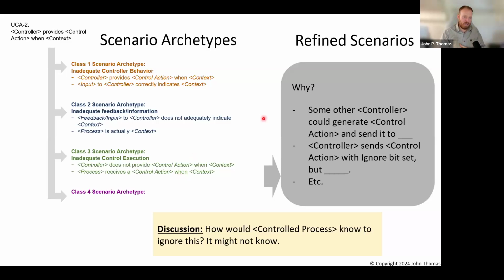And here are some examples. Some other controller could send the control action. You could send the control action with an ignore bit. This is a fascinating example we got from an automotive autonomy stack. It had a capability to do the right thing, but set the ignore bit, which effectively is not providing a braking command. If you say brake with X deceleration, but ignore the command, that's an interesting thing to think through, right? And it was missed by the original folks who didn't use STPA. And when we applied this process, we caught it.